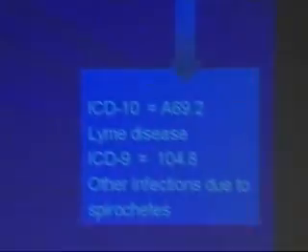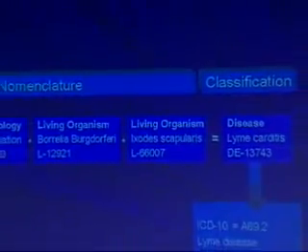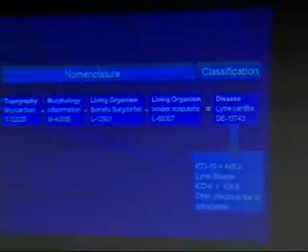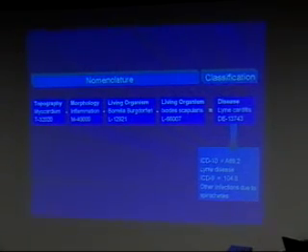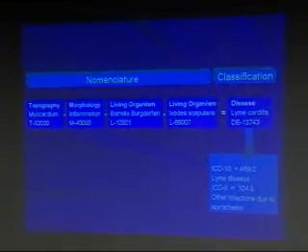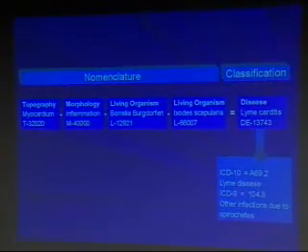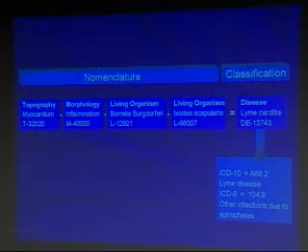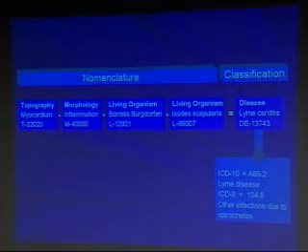Now, this is an explanation of how the things work. You have the topography, morphology, living organisms, and here there are two. And now you have the Borrelia burgdorferi, but then you have the tick, which is the scapularis. And this equates Lyme carditis. Now, there is no such thing as Lyme carditis in the ICD, but they did put into ICD-10 Lyme disease. So everything that's Lyme, whether it's the carditis, whether it's the skin reaction, whether it's the arthritis, and all, that all goes into one. Okay?